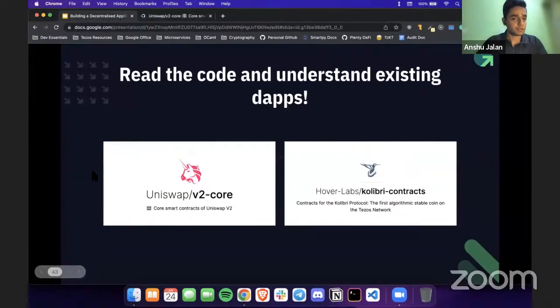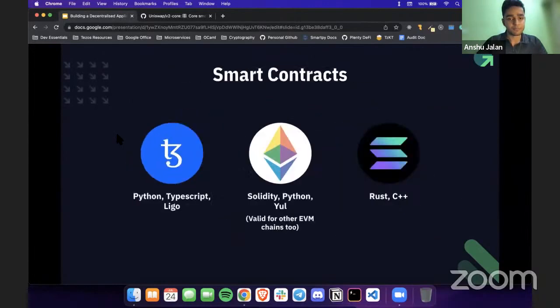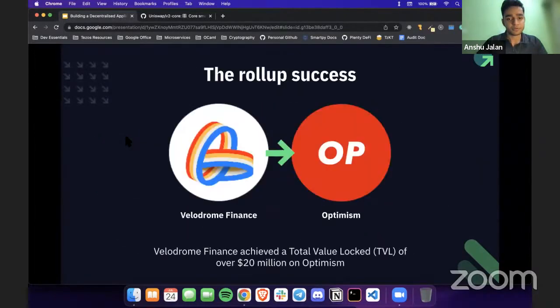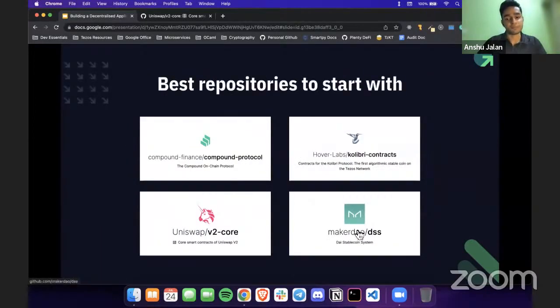Sorry, I haven't been able to find it, wait. Yeah, in here. So I have MakerDAO, Uniswap, Colibri, and Compound. If you just want an overall package, this is here. It's on your screen. Go ahead and explore these apps. These are your entry points into dApp development.